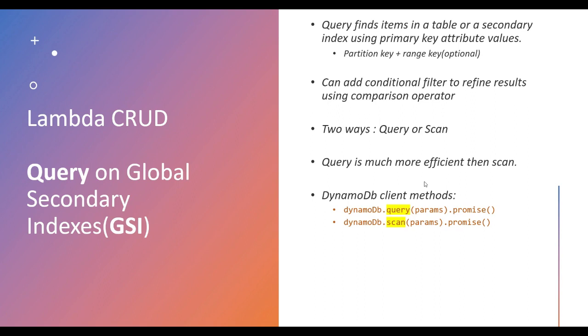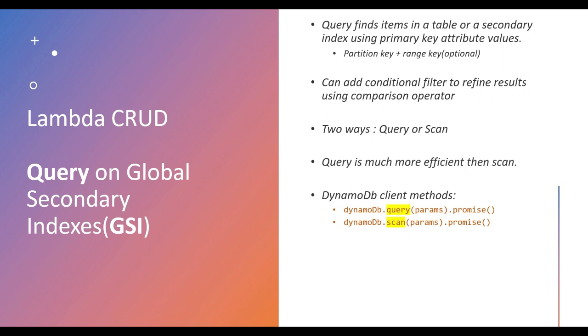Hello and welcome back. So in the last lecture we saw how we can use DynamoDB client's getItem method to fetch one item from the table or a global secondary index. In this lecture we will see how we can fetch a collection of items from your primary table or global secondary index using different ways to query on them.